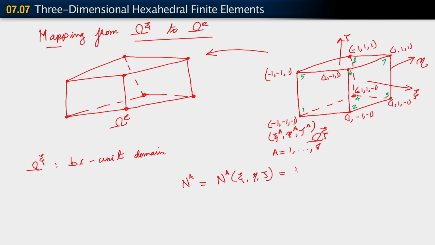N A is 1 over 8, okay, 1 plus xi times xi A, times 1 plus eta times eta A, times 1 plus zeta times zeta A.